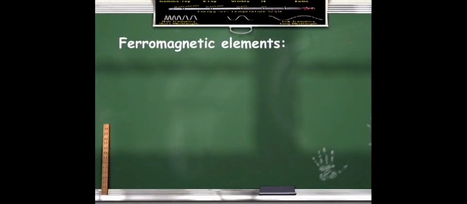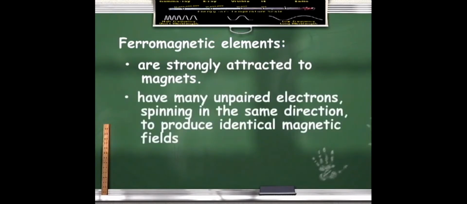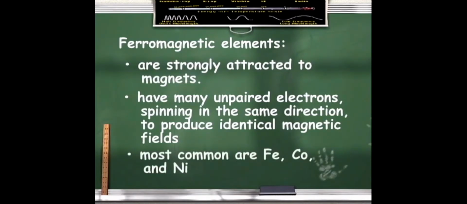Now it's time to pick your pencils up and take some notes. Let's add to your notes on ferromagnetic elements. You've already written that ferromagnetic elements are strongly attracted to magnets. Why? Because these elements have many unpaired electrons spinning in the same direction that produce identical magnetic fields. Iron, nickel, and cobalt are the most common ferromagnetic elements. They have atomic numbers of 26, 27, and 28, and are adjacent on the periodic table, so they are easy to remember.